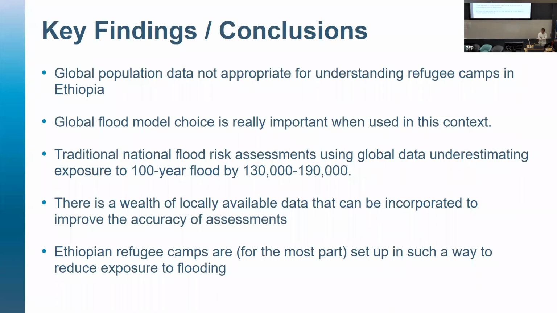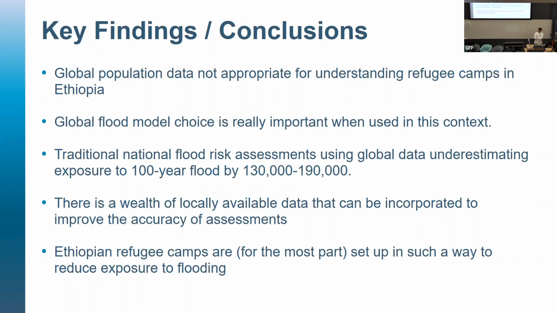So that was just a brief overview of where we are in the analysis right now, just to highlight some of the key findings and conclusions. Well, firstly, the global population data isn't really suitable for representing or understanding refugee camps in Ethiopia. Most data sets can't represent them properly, and they aren't appropriate to be used in any exposure analysis.